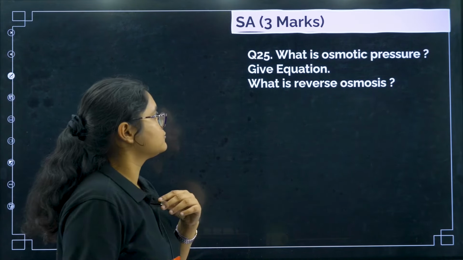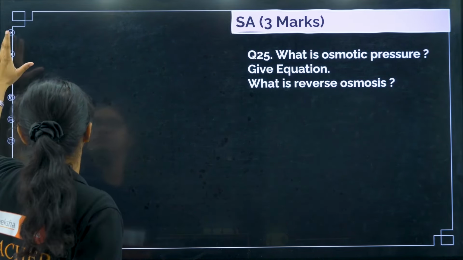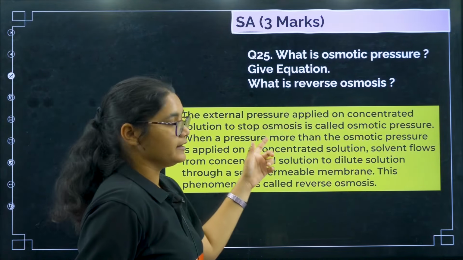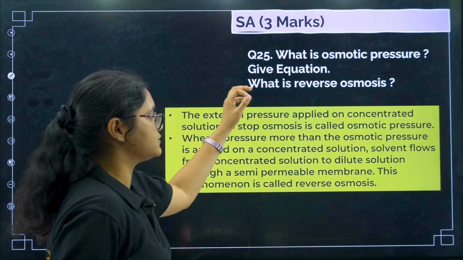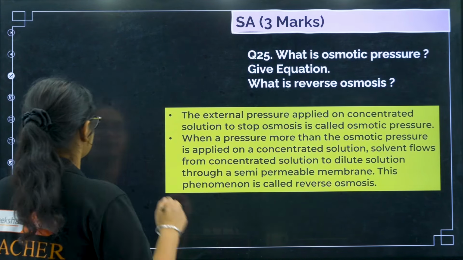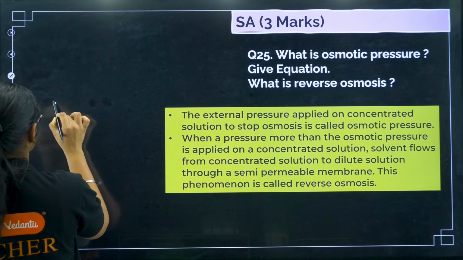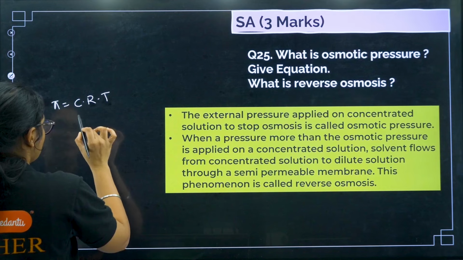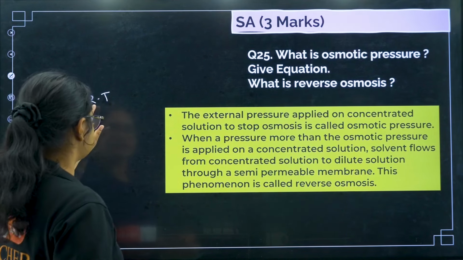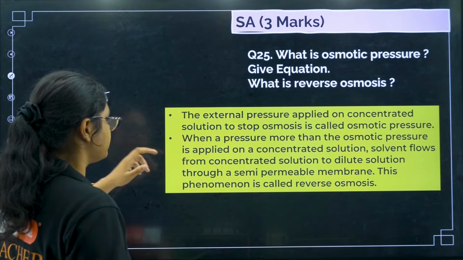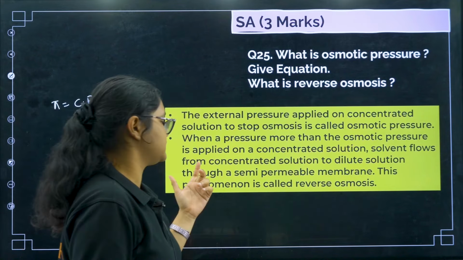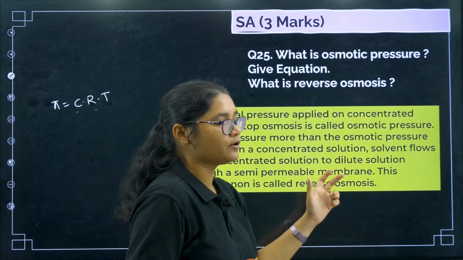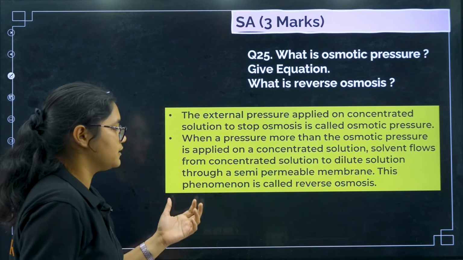Next is, what is osmotic pressure, give the equation, and what is reverse osmosis. So the external pressure applied on the concentrated side to stop the osmosis is called osmotic pressure. The equation for this is pi is equal to C into R into T, where C is concentration, R is the gas constant, and T is temperature. Next, when a pressure more than the osmotic pressure is applied on the concentrated side, water will flow out, and that will cause reverse osmosis.